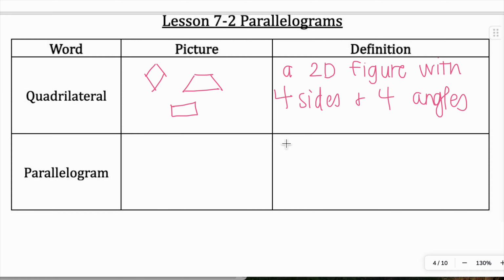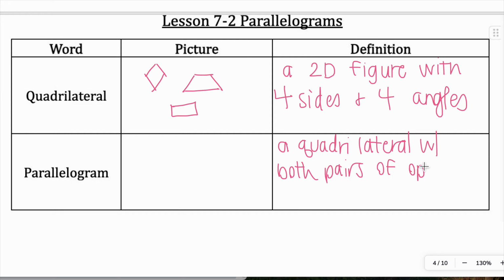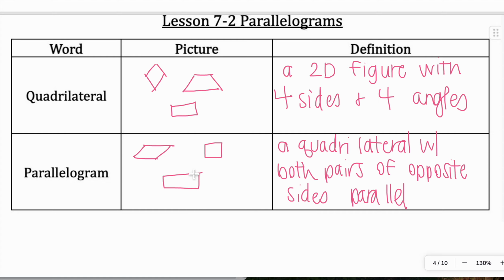A parallelogram specifically, though, is a quadrilateral with both pairs of opposite sides showing that they are parallel. So this is when we're going to see a rhombus or a square or a rectangle. Okay, let's go ahead and take a look at what all those things mean.